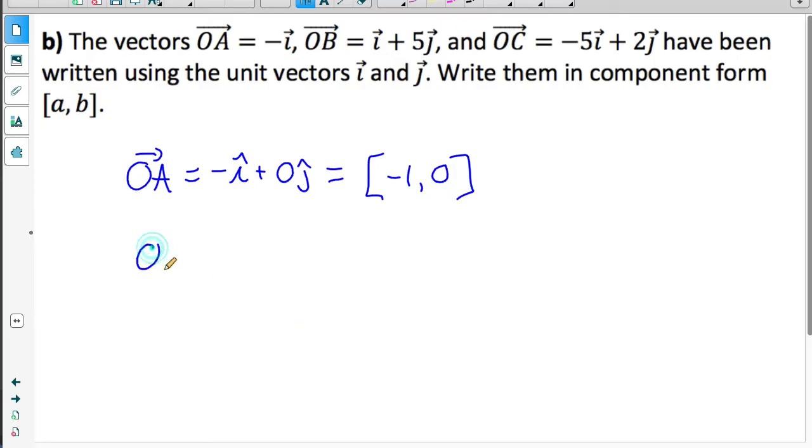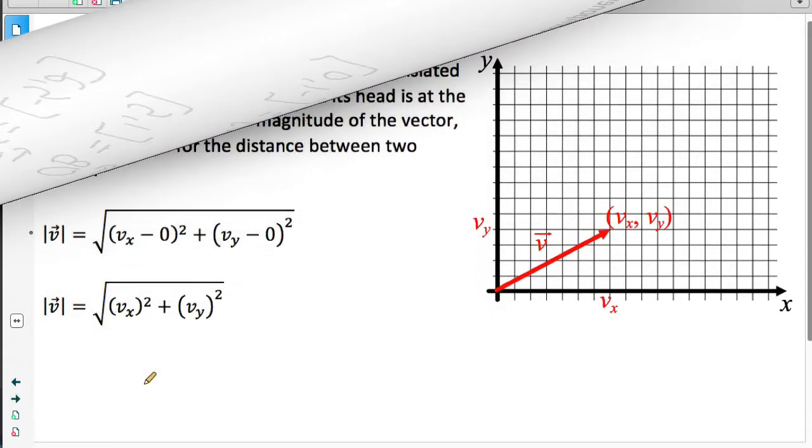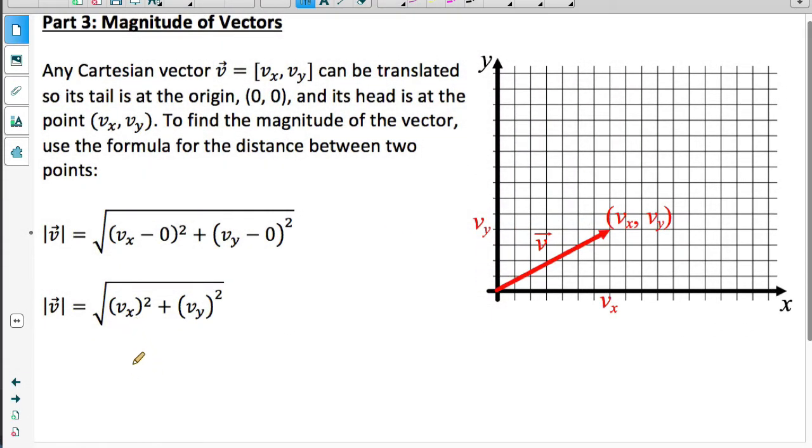How about vector OB? Here's vector OB. The coefficient of unit vector i is 1, and of unit vector j is 5. So this vector, written as a position vector, would be vector [1, 5]. And vector OC, written as a position vector, just look at the coefficients, it would be [-5, 2]. Just make sure you have square brackets around each of these, indicating that it's a vector and not a point, right? These are the coordinates of where the tip of the vector is, and the tail of the vector is at the origin. Part 3, how about if we want to find magnitude of vectors?